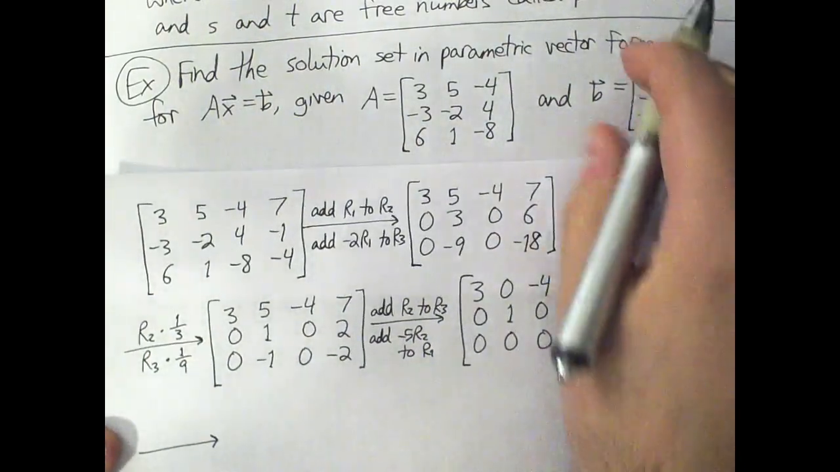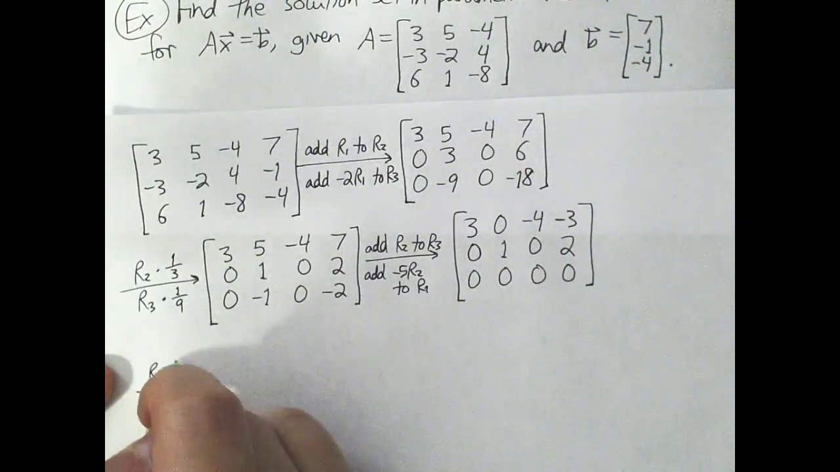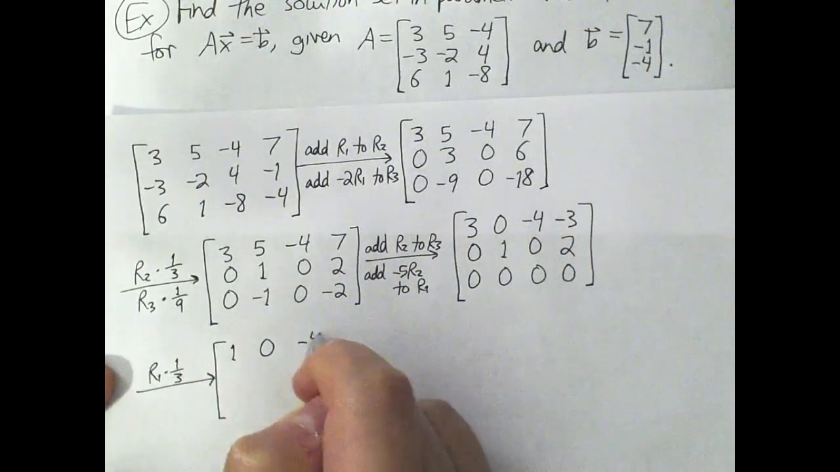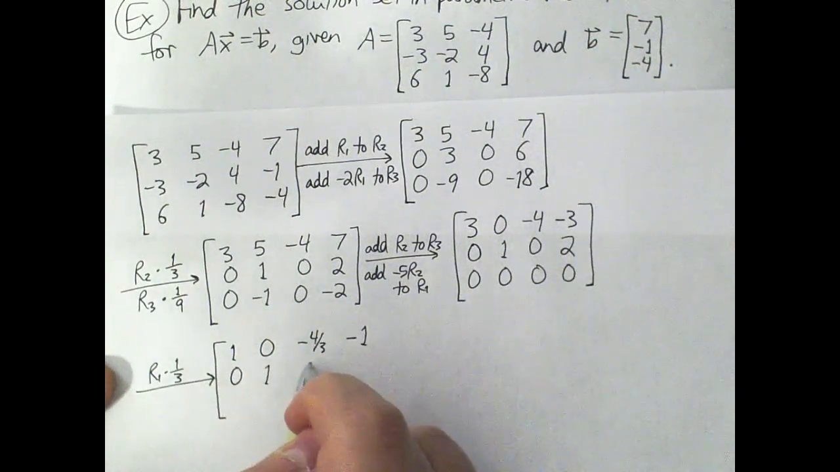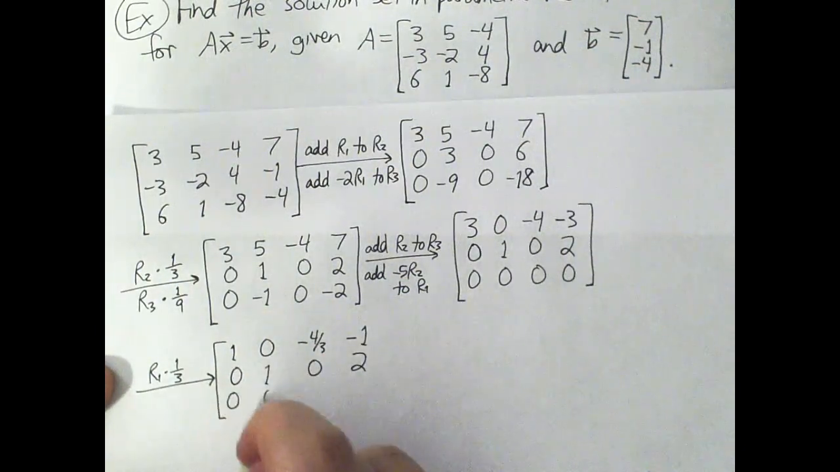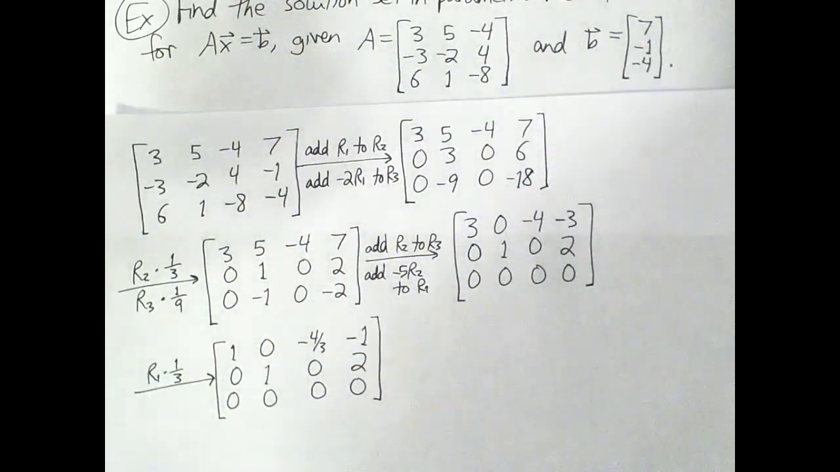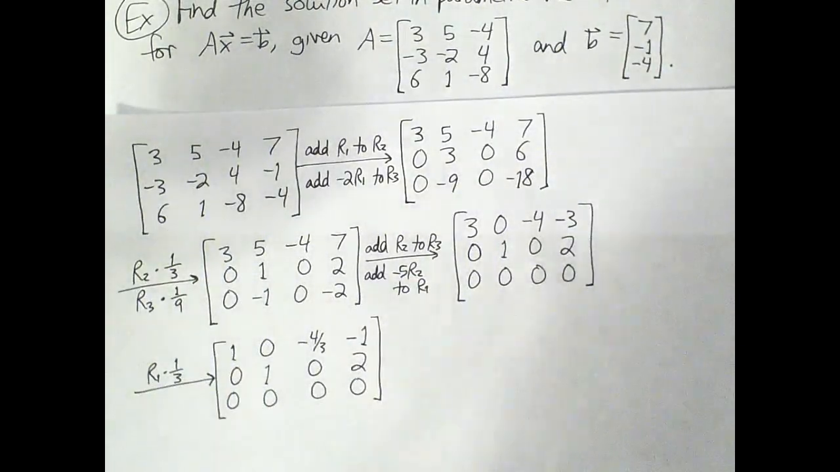What do we need? One more step to get into reduced row echelon form. Let's go ahead and do R1 times 1/3. And this is going to get me 1, 0, -4/3. Hey, that sounds familiar. It looks a lot like what we got earlier when we had a problem like this, but the right-hand side was all zeros. This time, the right-hand side was 7, -1, -4. We have this other stuff here. So we're in reduced row echelon form.